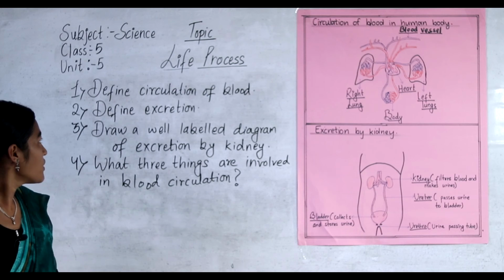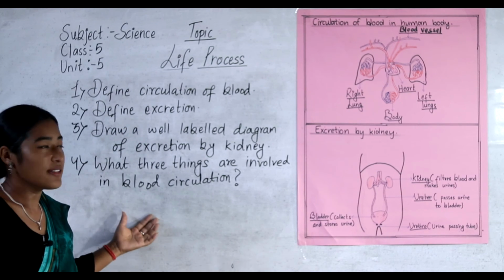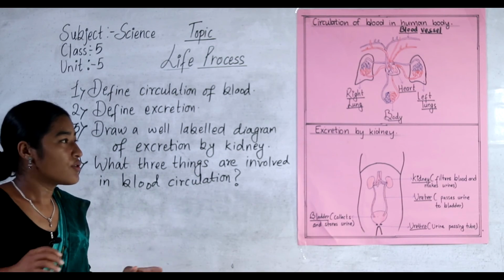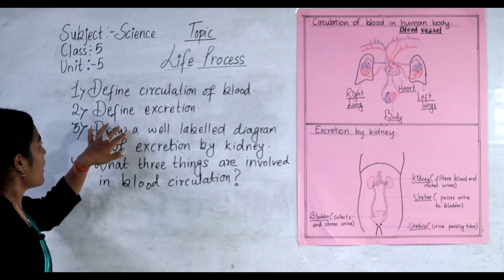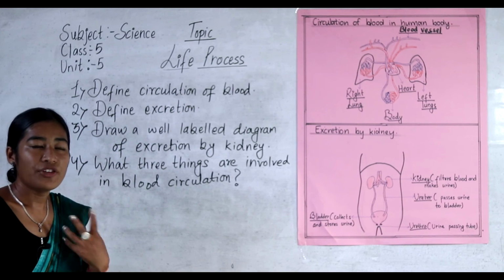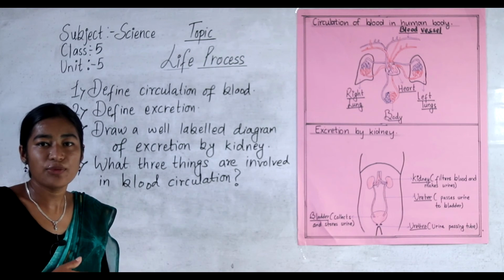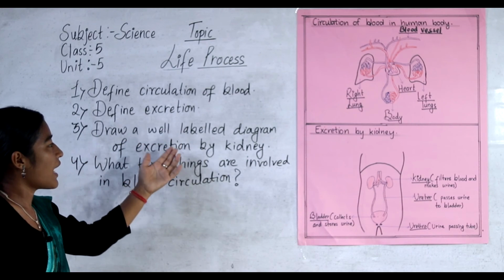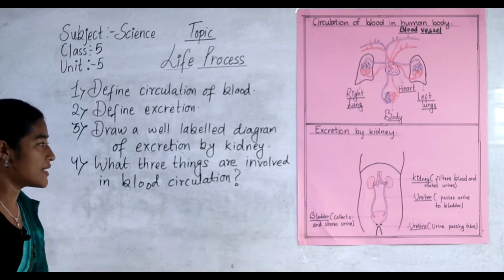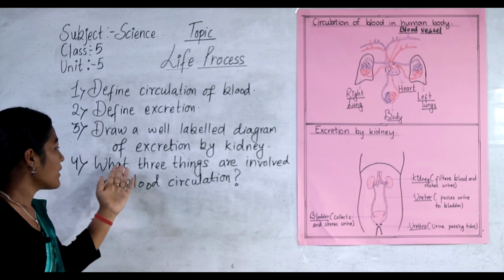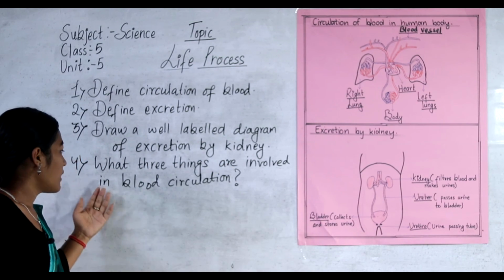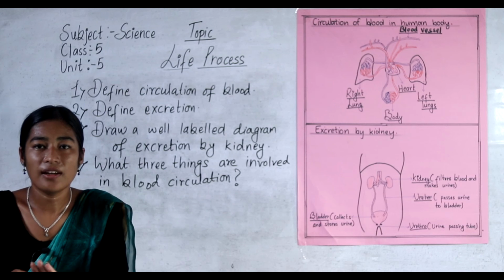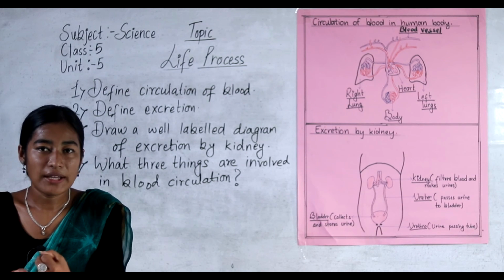So here are 4 questions, and the questions are very easy. Number 1 is define circulation of blood, the transportation of blood throughout our body. And define excretion, the removal of unwanted things or waste products out of our body. The third one is draw a well-labeled diagram of this. You can do it very easily. And the fourth one is: what 3 things are involved in blood circulation? I have already told you that in blood circulation 3 things are involved. They are arteries, veins and capillaries.